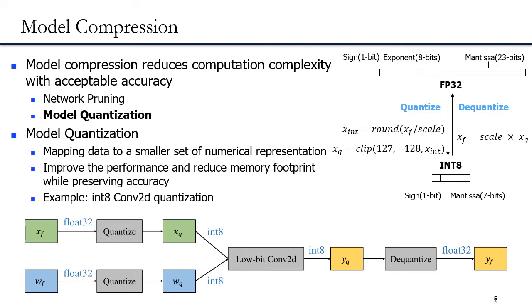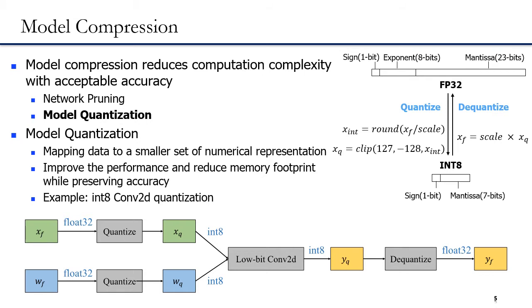As shown on the right, we introduce the uniform symmetric quantization. The quantization converts float 32 to int 8, which divides x float by the scale, and executes round and clip operations to get x quantized. In contrast, the dequantization converts int 8 back to float 32 by multiplying it by scale.